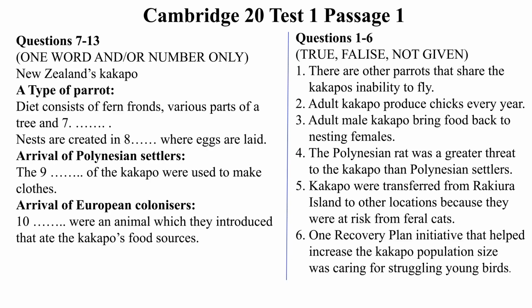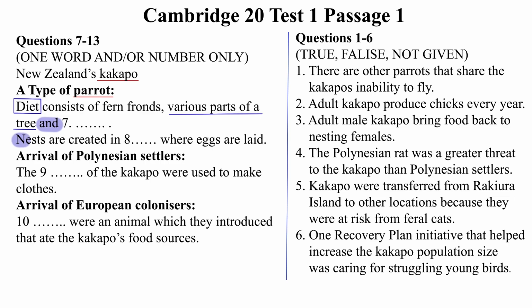The fill in the blanks is about New Zealand's kakapo, and the first heading is a type of parrot. Here kakapo and parrot are not our search words, because the passage is about kakapo and parrot, so we cannot find it easily. The first blank consists of fern fronds, various parts of a tree and dash. The rule is to take the word or phrase that remains before or after and. You should always try to find the synonym when you search in the passage. Here the search word is diet and the target word is various parts of a tree.